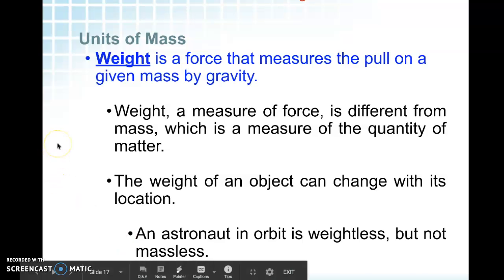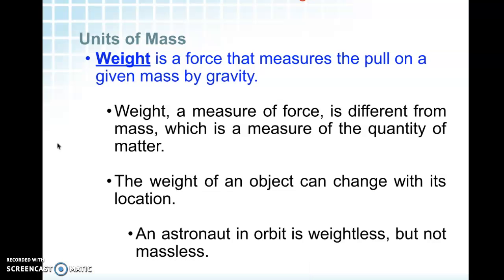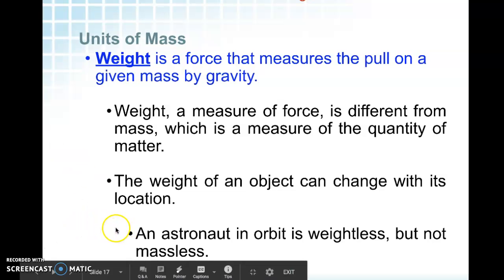Okay, then we have weight. Weight is a force that measures the pull on a given mass by gravity. So if gravity changes, as in you go to a higher elevation or you go out into space, the mass doesn't change, but your weight does. An astronaut in orbit is weightless but not massless. Mass stays the same.